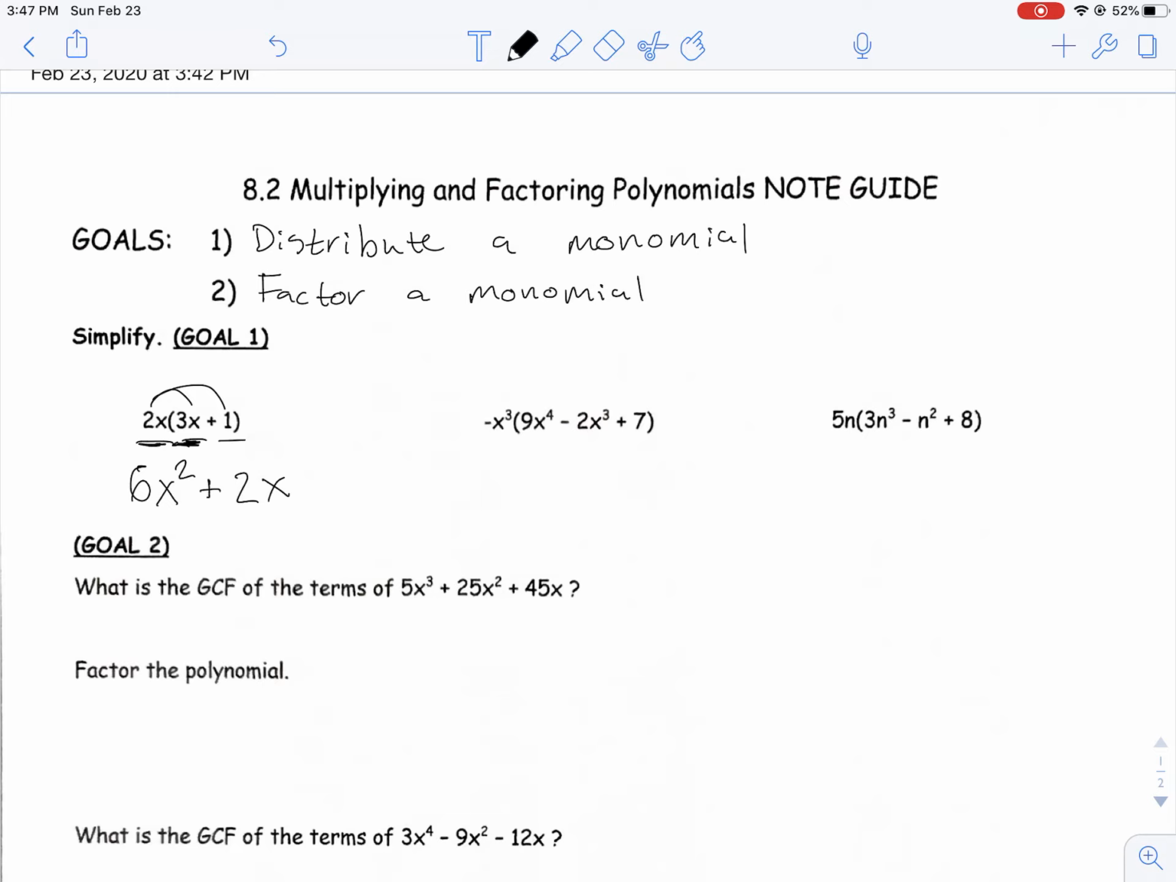Moving on to the second one, we have a negative x to the 3rd power, which is really the same thing as a negative 1x to the 3rd power. But that's going to get multiplied into all of these things now. So a negative 1 times a 9 is a negative 9, so that's where we got to start. And then we are basically, again, multiplying with common bases, so we add our exponents. So that would be x to the 7th.